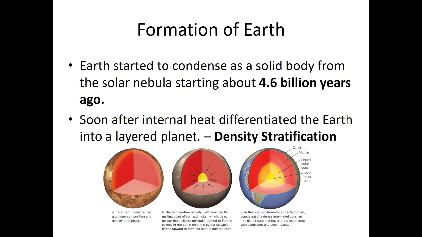And while in a molten state, it undergoes a process known as density stratification, where the planet separates into layers based upon the density of the materials. The densest materials sink to the center, and the less dense materials rise. And this is how the Earth develops the layered structure that it has.